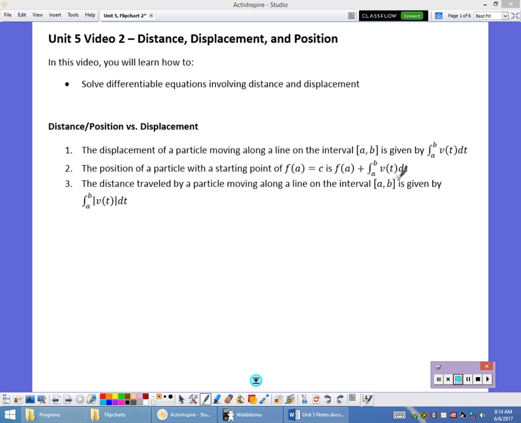And then finally, the distance traveled. This is a key concept. It's got to be the absolute value of the velocity, because that particle could be moving to the left or it could be moving to the right. If you're integrating by hand, they generally don't let this be moving left and right. But if you're putting it in a calculator, they do.